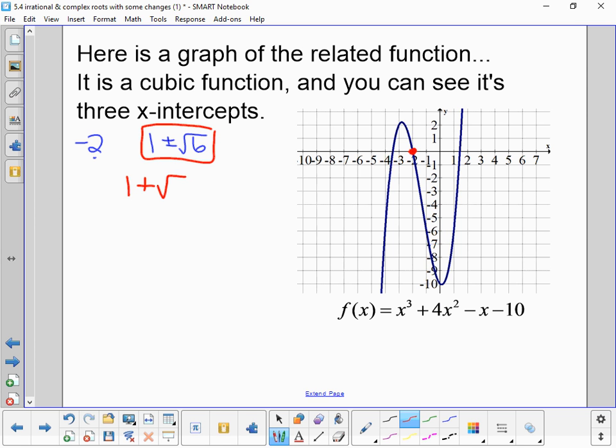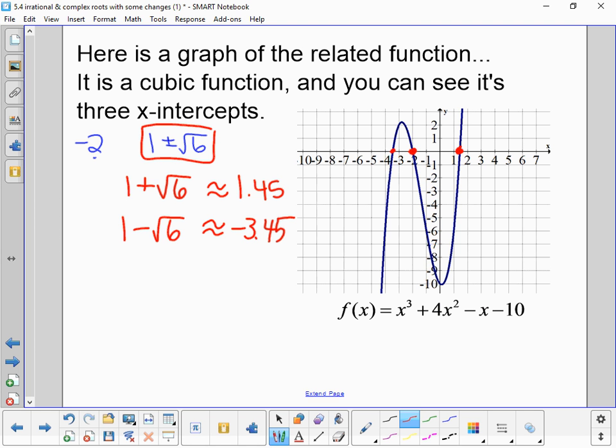-1 plus root 6 is about 1.45. That corresponds to this x-intercept. And the other one, -1 minus root 6, is also on the graph. It's approximately -3.45, so that is right here.